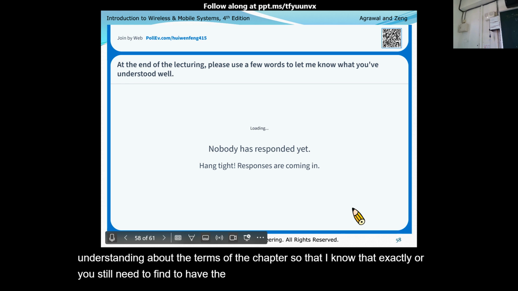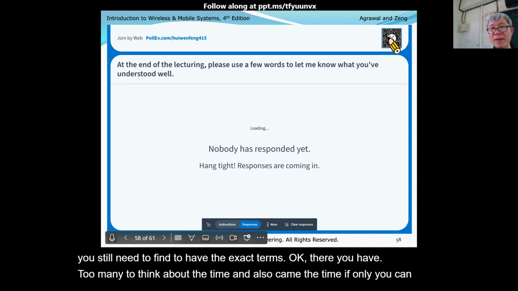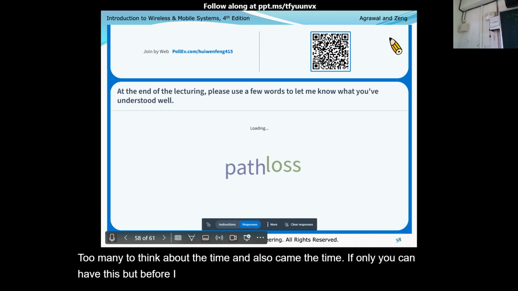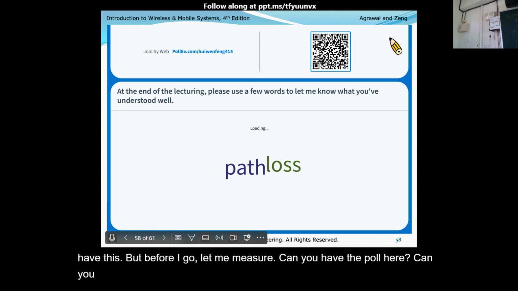Okay, then you have 2 minutes to think about the term and also key in the term, and finally you can have these. Before I go, let me make sure. Can you see the poll here? Can you see it? Okay, good.